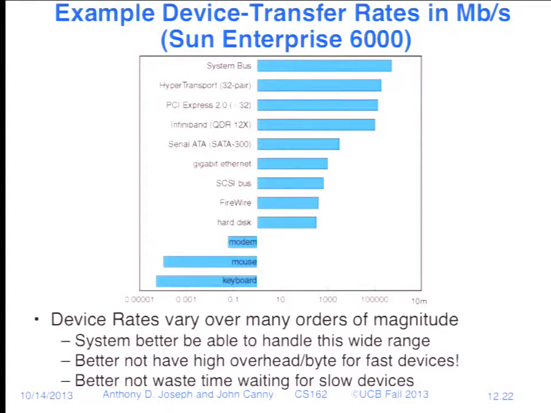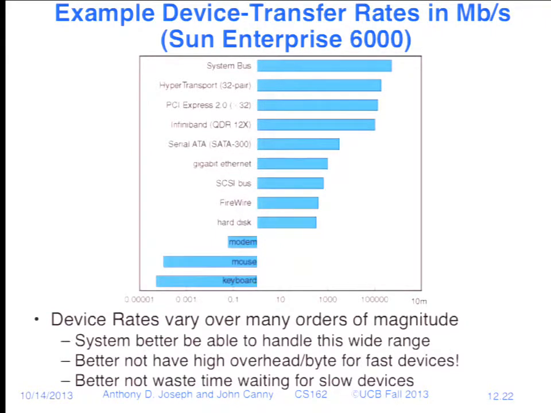So here's a graph showing the scales that we talked about already for different devices. Mice and keyboards, obviously, are just a few, up to a few hundred bytes a second, or 1,000 bytes for a gaming mouse. Everything else is under one megabit per second. Megabits per second. So everything else is well under a megabit per second.